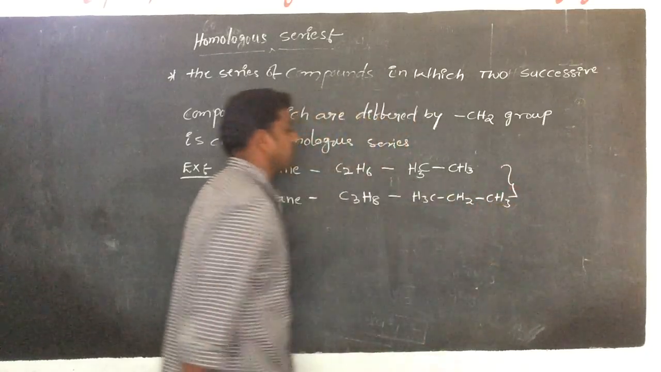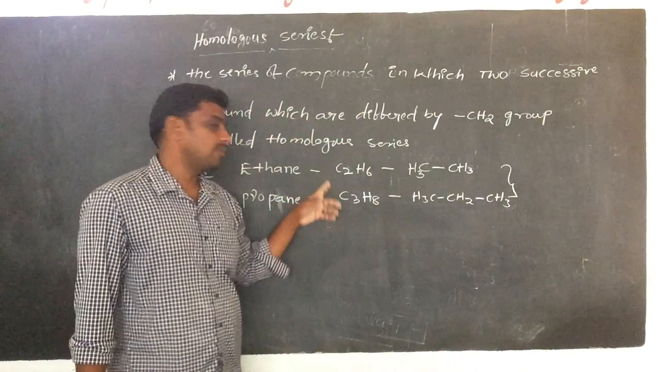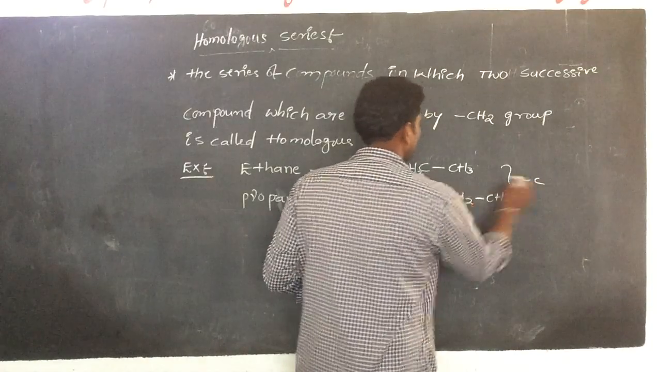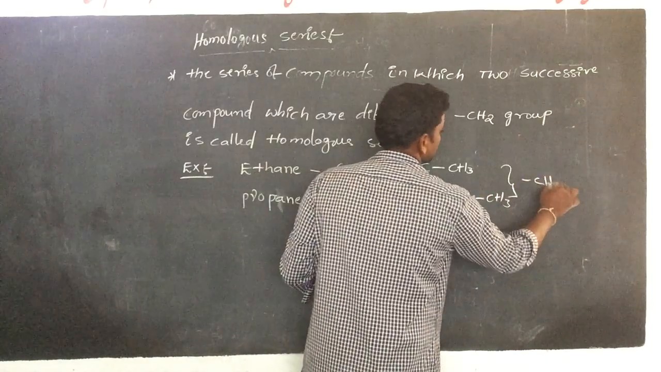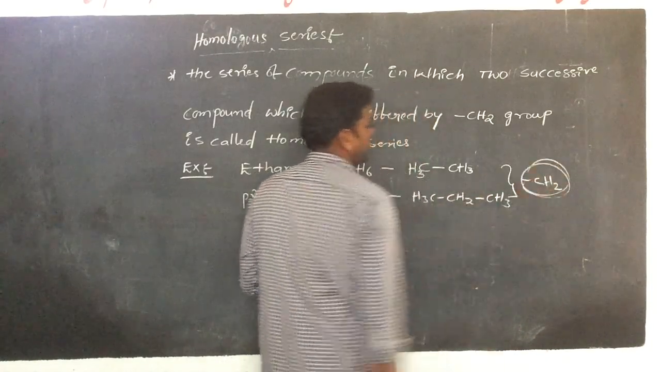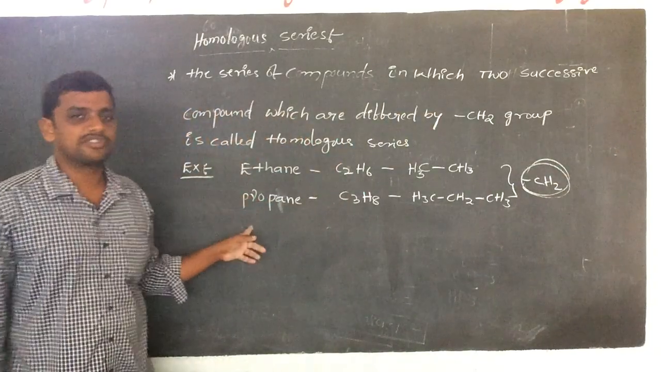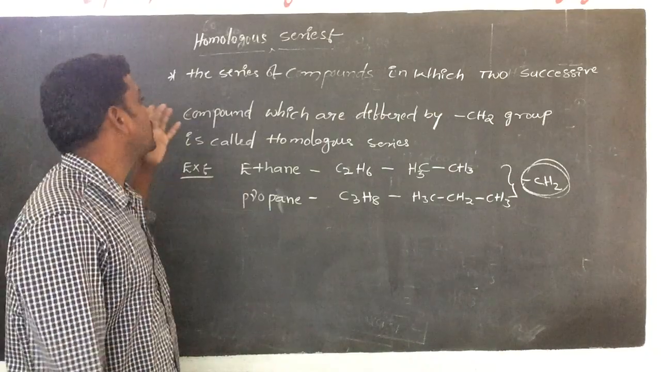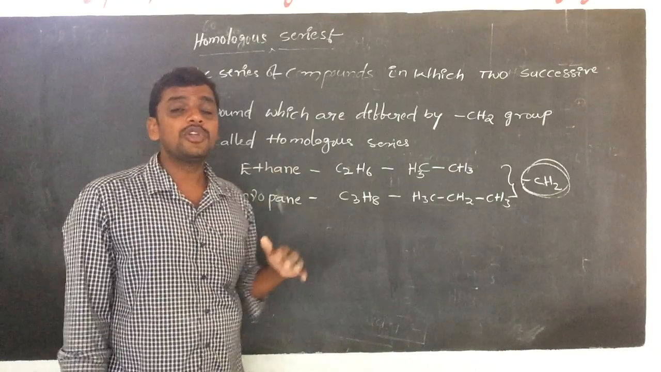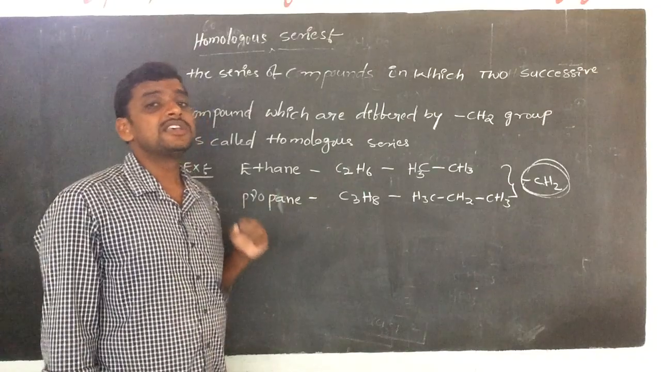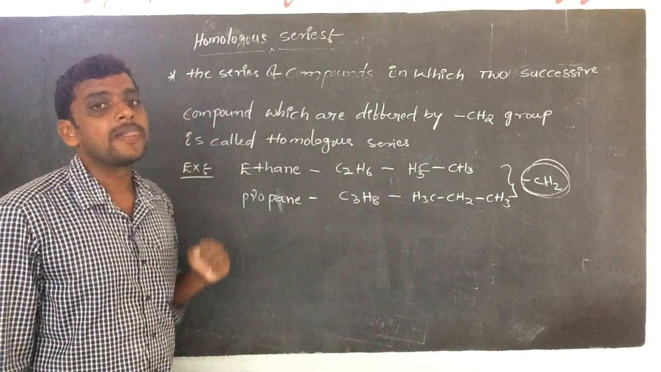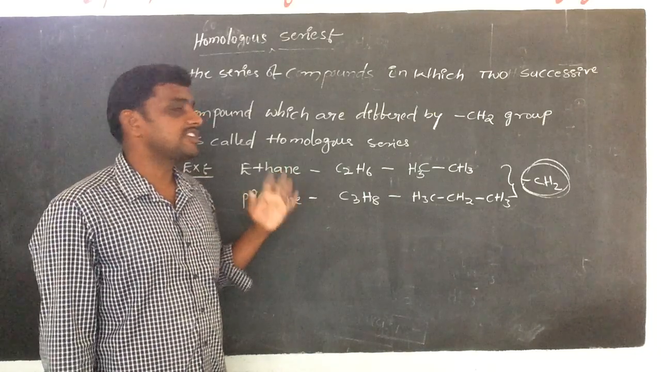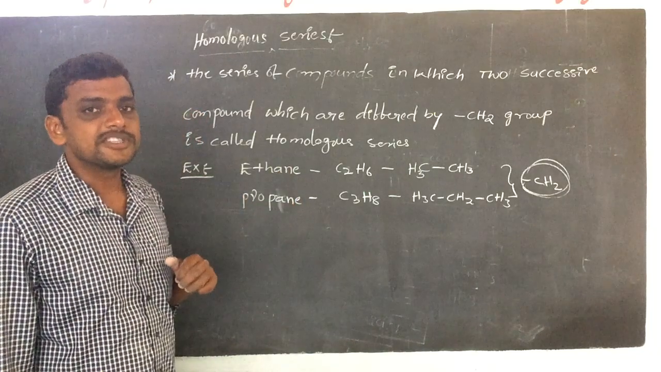What is the difference between the two compounds? How many carbons are different in the two compounds? Only 1. How many hydrogens are different? 2. So a CH2 functional group differs in the two successive compounds. So these two are homologous series compounds. These compounds have similar properties due to the similar functional groups, and their general formulas are also nearly similar.